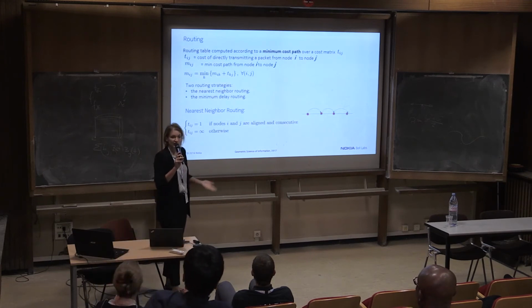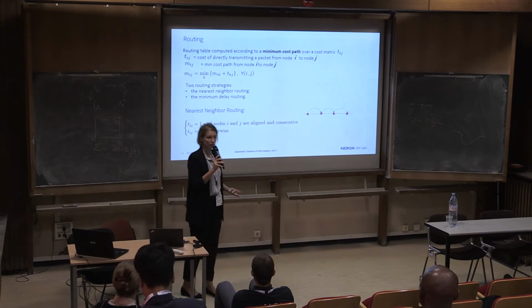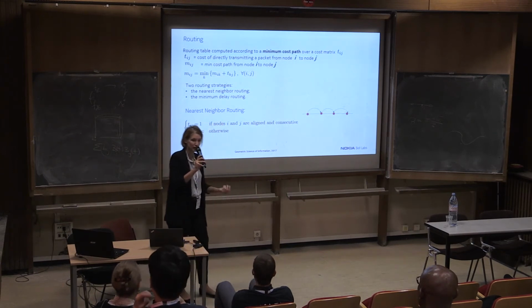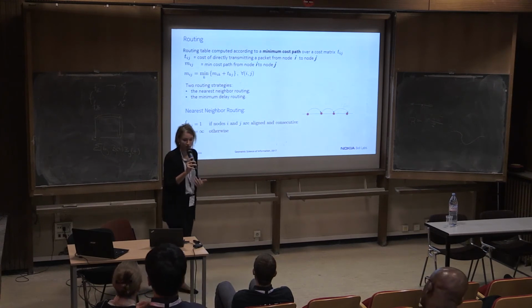So once we saw that the object has nice connectivity properties, we can see how we can use it for mobile networks. Again, we're going to look at how we do the routing on this kind of object.